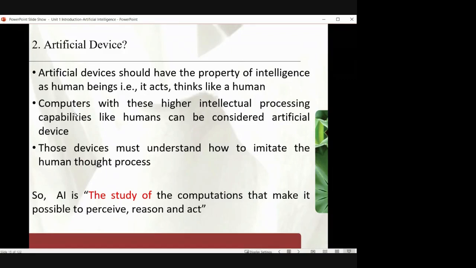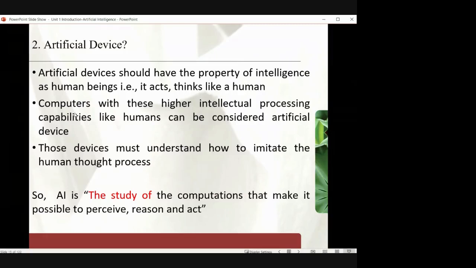Okay, so still we have not reached that point, because currently we are working on weak AI devices only. If we come across a system that imitates the human being, exactly what a human being can think, the system can think, then that is called strong AI. That particular milestone we have not achieved currently.